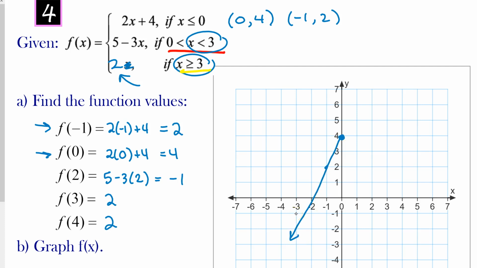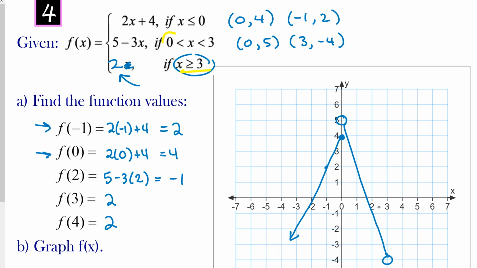And that's the piece. Now for the middle piece, we're going to use both endpoints 0 and 3. So take 0, plug it in, and you get 5 minus 3 times 0, you get 5. Take 3, plug it in. 5 minus 3 times 3, you get -4. Those are both just less than signs, so those are both going to be open circles. So open circle at 0, 5, open circle at 3, -4, line segment in between.